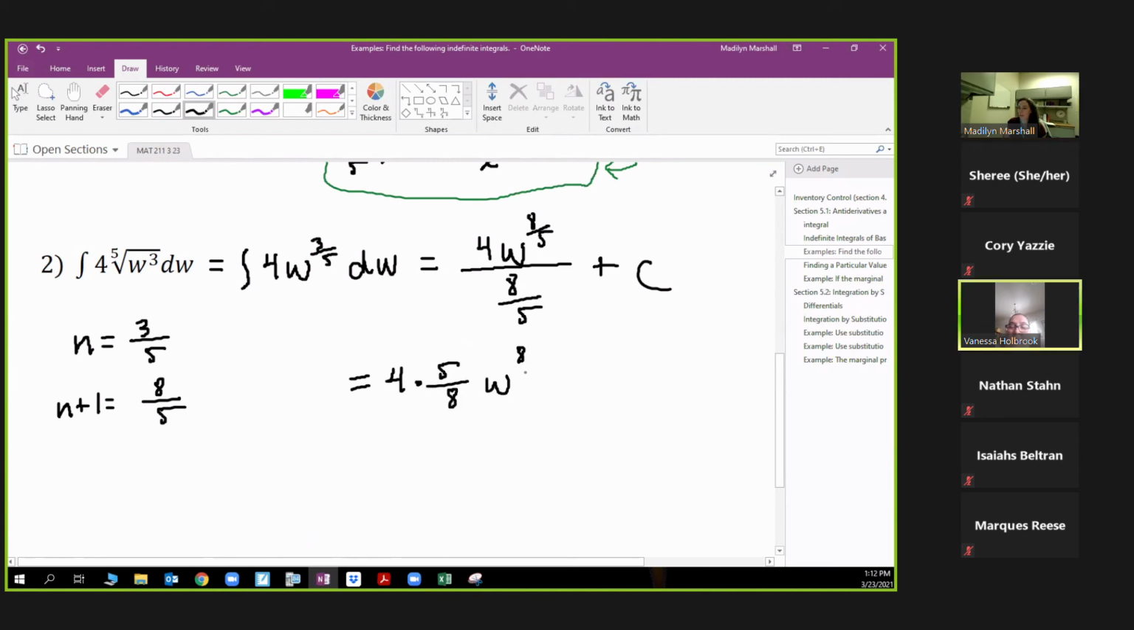So 4 times 5/8 W to the 8/5. Yes, we do need to reduce the fraction, and so you can do it after multiplying or before multiplying. I prefer to reduce before. So that will actually be a 5/2.